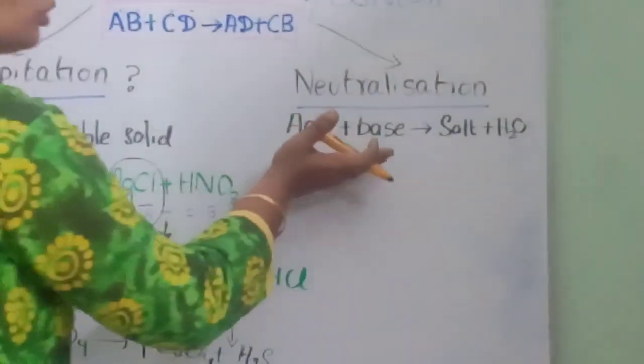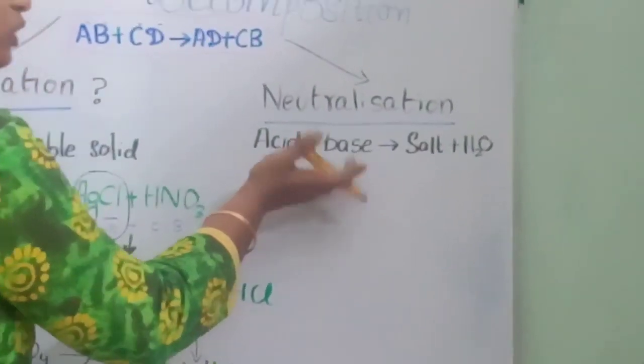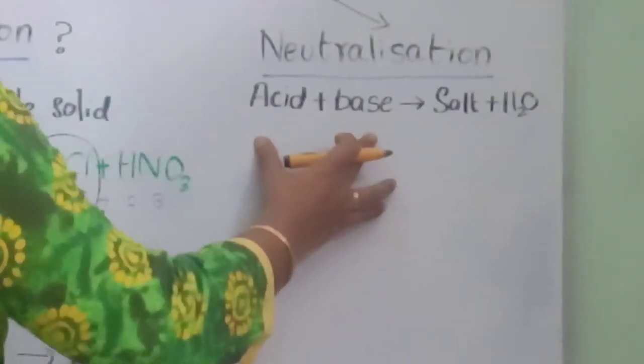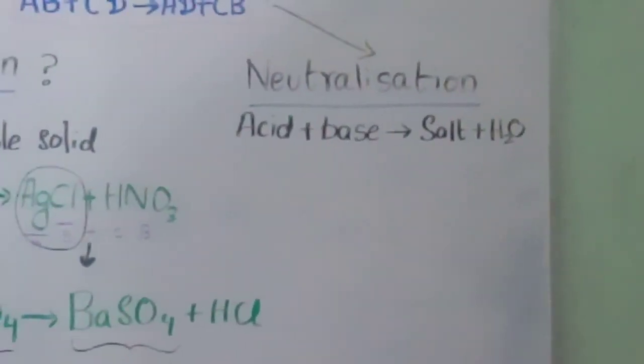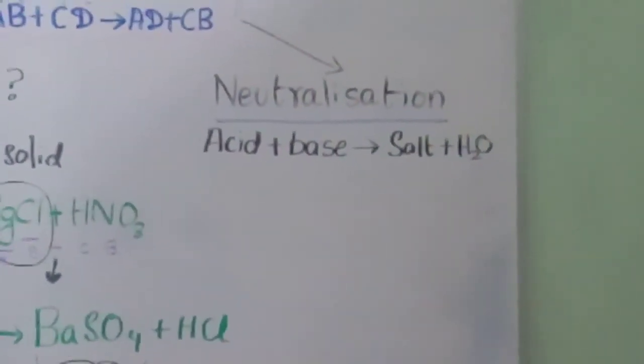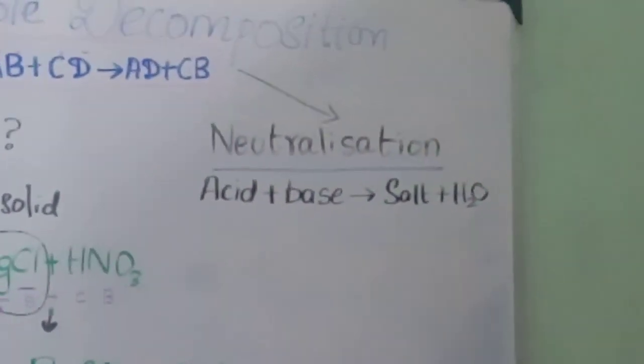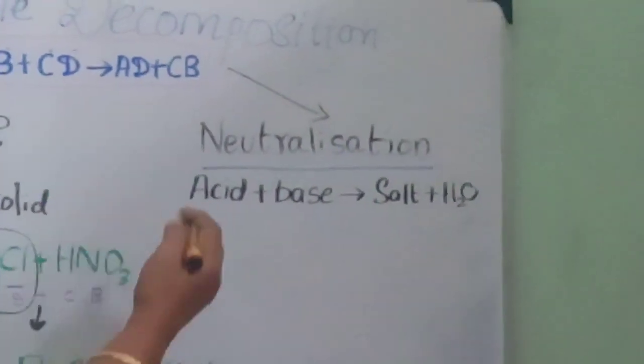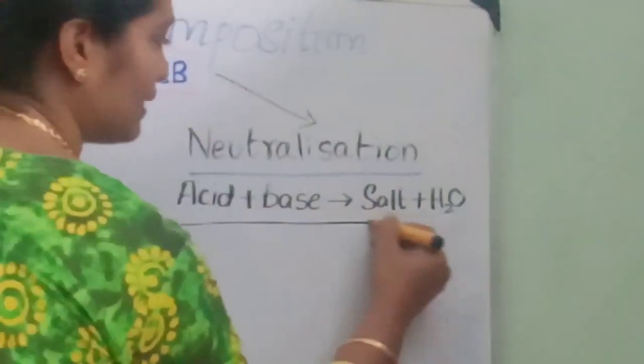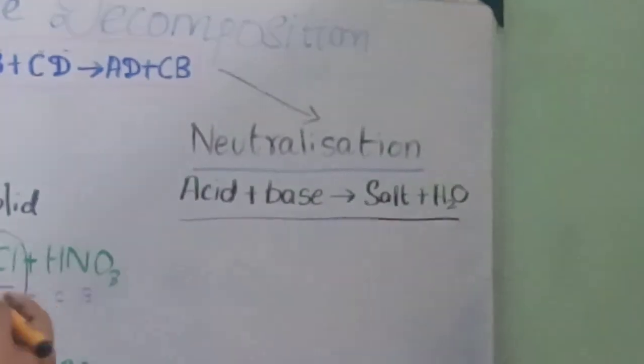Neutralization reaction is usually defined as a reaction in which an acid reacts with a base forming salt and water. The neutralization reaction which happens in our body, you already know that HCl is an acid present in our body. So now let us take an example of this neutralization reaction.